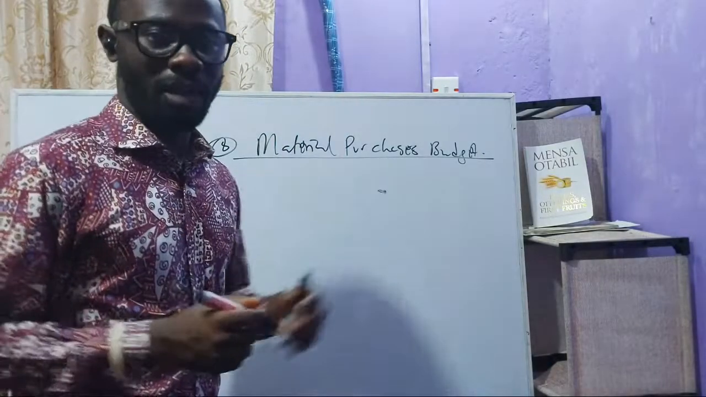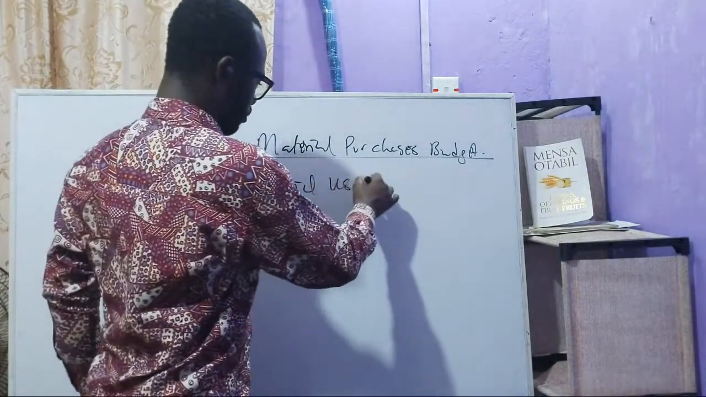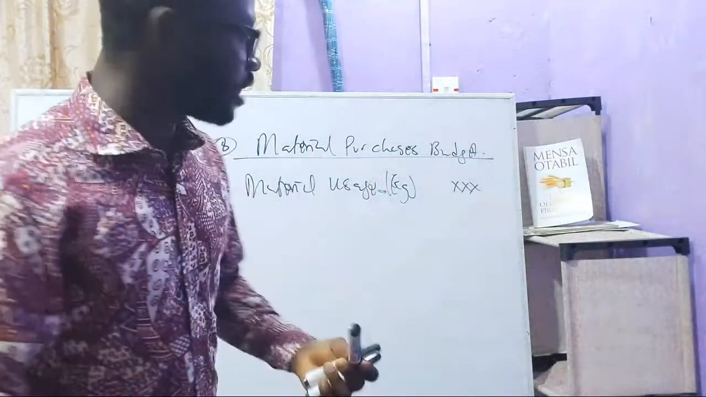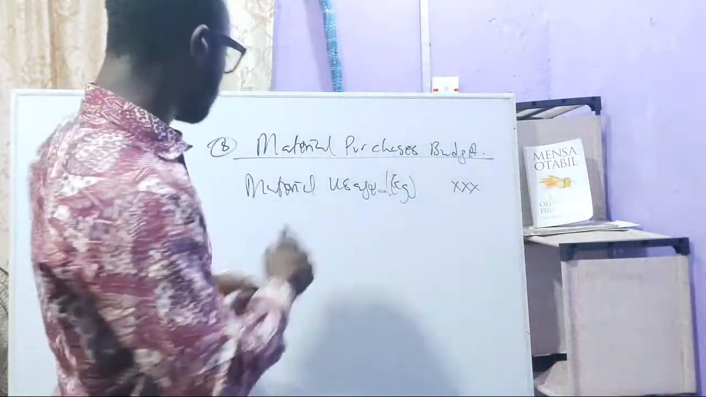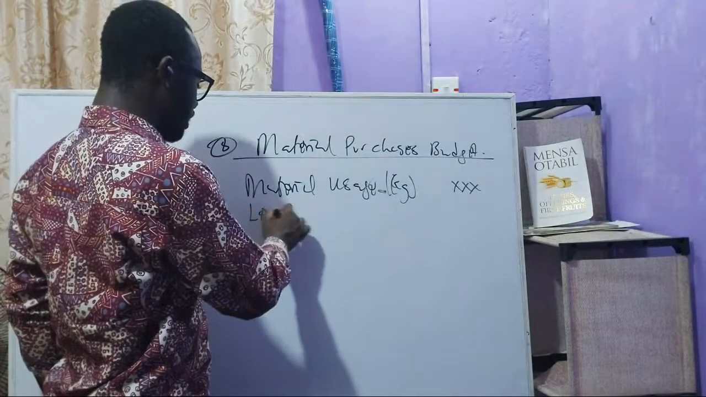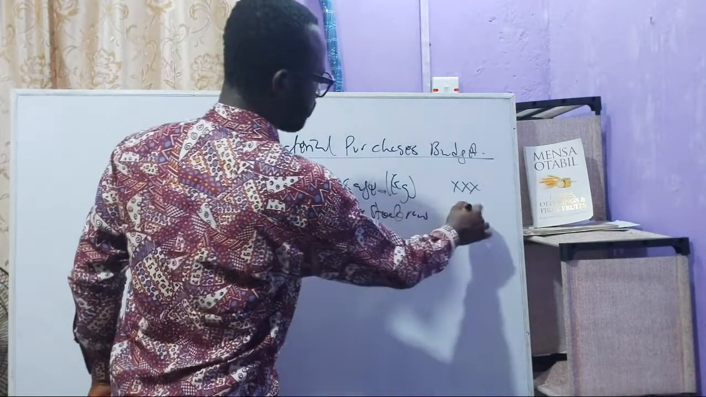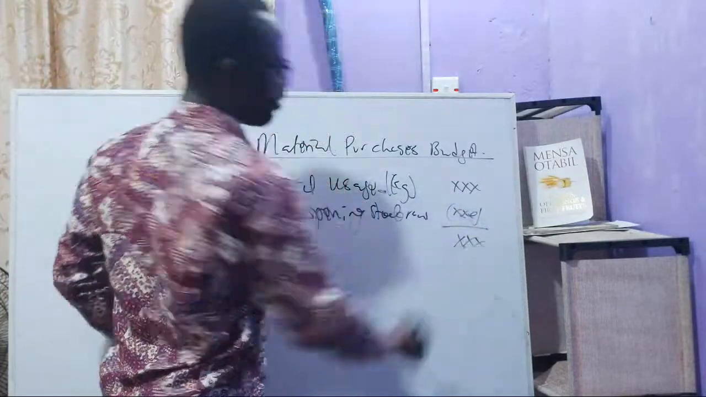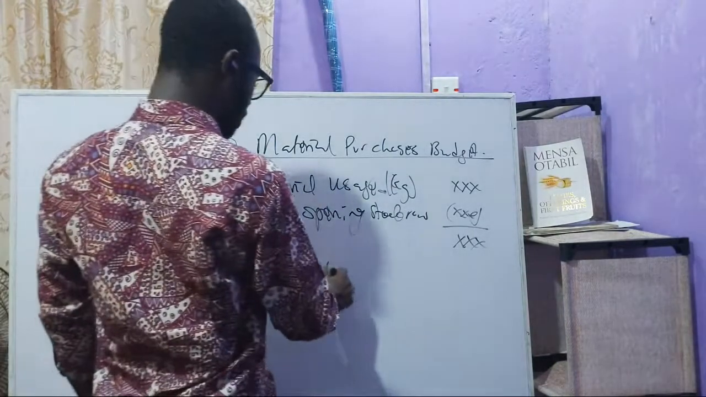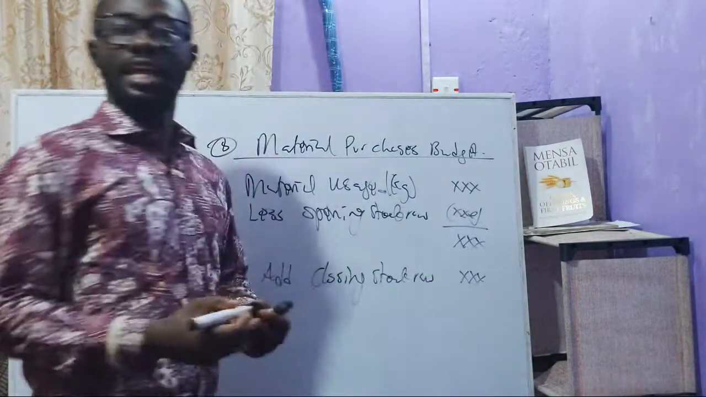So in the material purchases budget, what do we bring? We bring the material usage, which is in kilograms. That is the material usage we need, or the material that is needed in order to meet the production output. Then if we have already some of the inventories in stock, we're going to be lessening opening inventory of raw material, opening stock of raw material, because we already have it in stock. Then the inventory that we want to have at the end of the period, closing inventory or the closing stock of raw material, we're going to be adding it up.